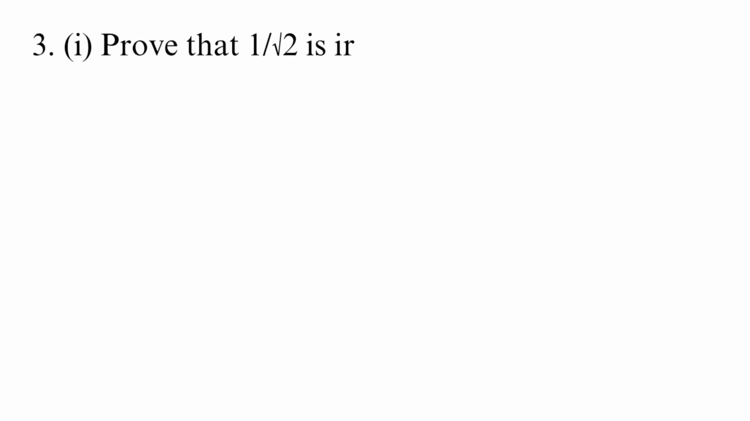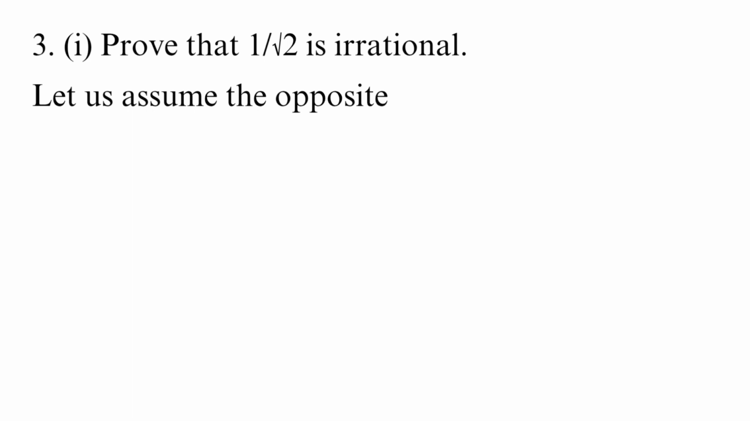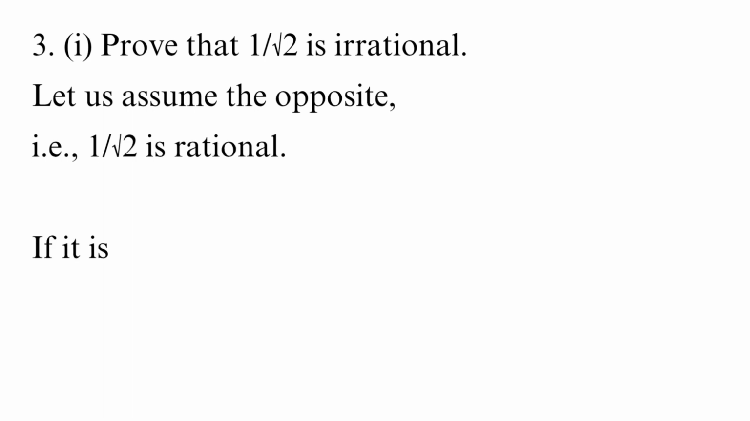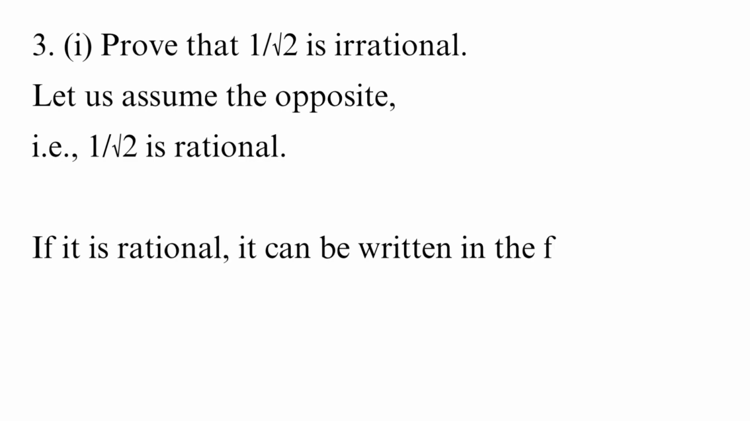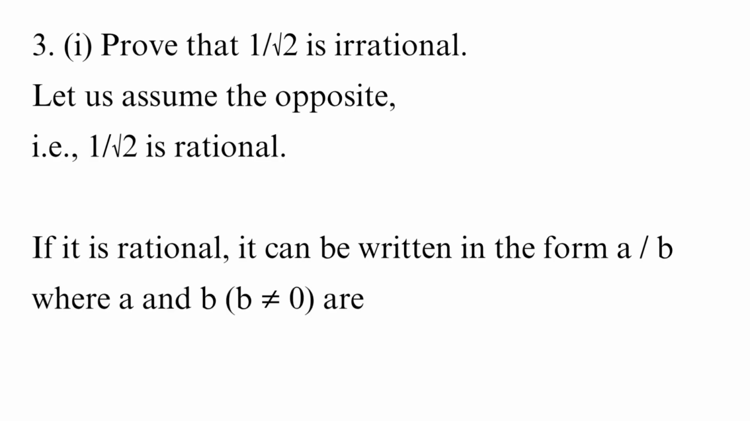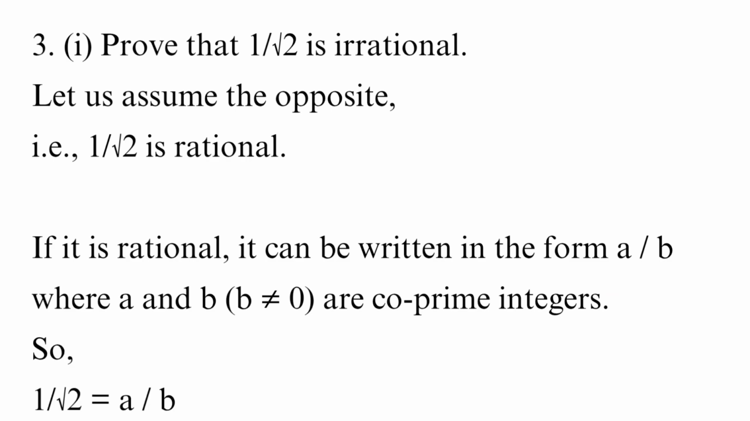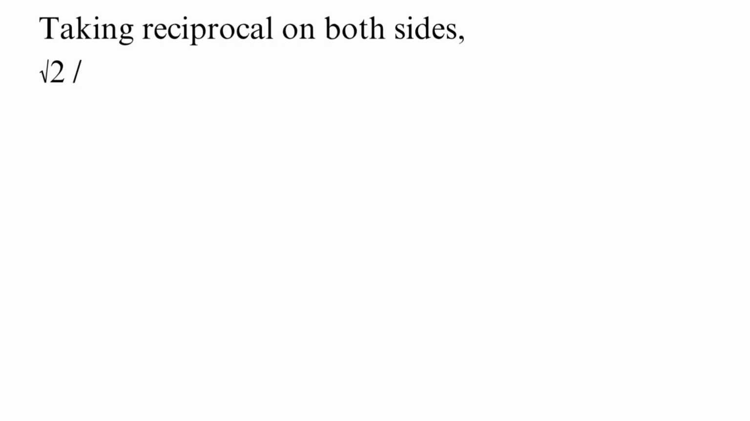Question 3, first sum. Prove that 1 over square root 2 is irrational. Let us assume the opposite, i.e., 1 over square root 2 is rational. If it is rational, it can be written in the form a/b, where b does not equal 0, and a and b are co-prime integers. So, 1 over square root 2 equals a/b. Taking reciprocal on both sides, square root 2 over 1 equals b/a. Square root 2 equals b/a.